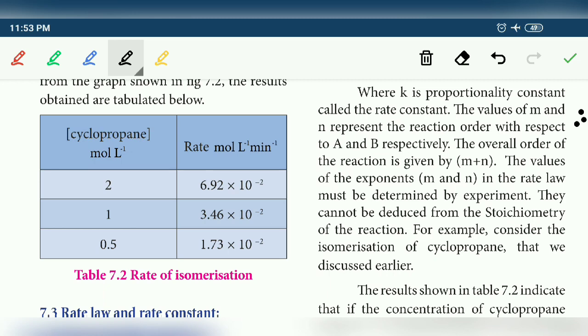Okay students, this is the average and instantaneous rate. Hope you have understood.